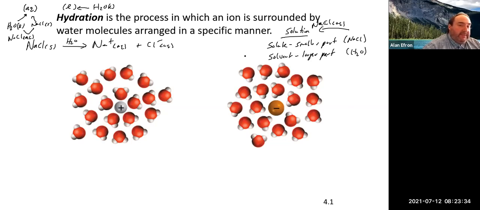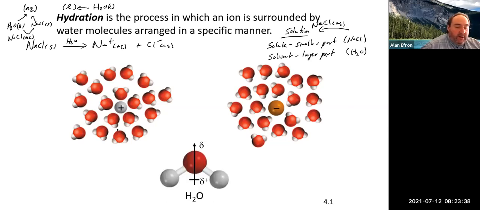But the way it's able to sort of disappear, if you will, is because water is a polar molecule. This is the oxygen of water. These are the hydrogens of water. The hydrogen part of water is more positive. The oxygen part of water is more negative. So when it breaks apart into these ions, and we write aqueous next to it, what we're saying is these ions are surrounded by water. And this is the process known as hydration.